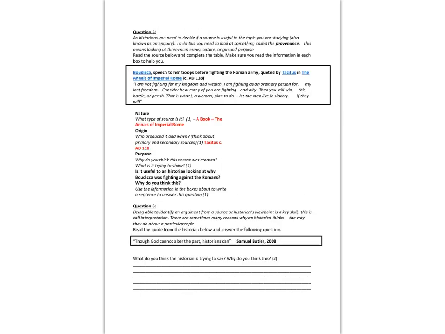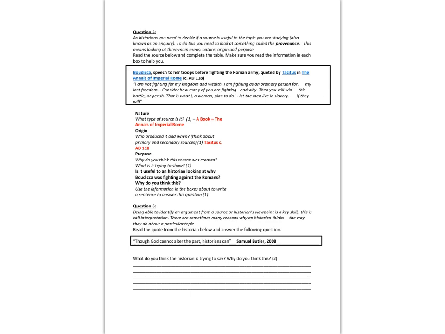Then we move on to the skill of nature, origin and purpose. NOP. It's one of our key phrases that we develop in Year 7, the other one being PEA, which we aren't testing in this particular piece of work. NOP. Nature, origin, purpose. Nature, what is the source? Origin, who wrote it, when and where? And finally, purpose, why was the source produced?